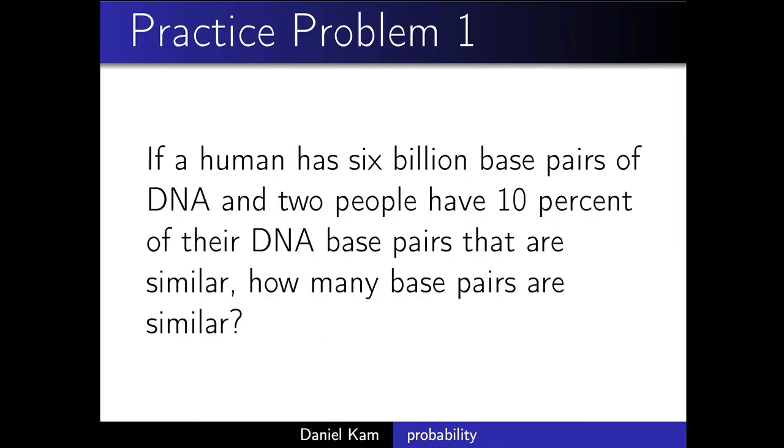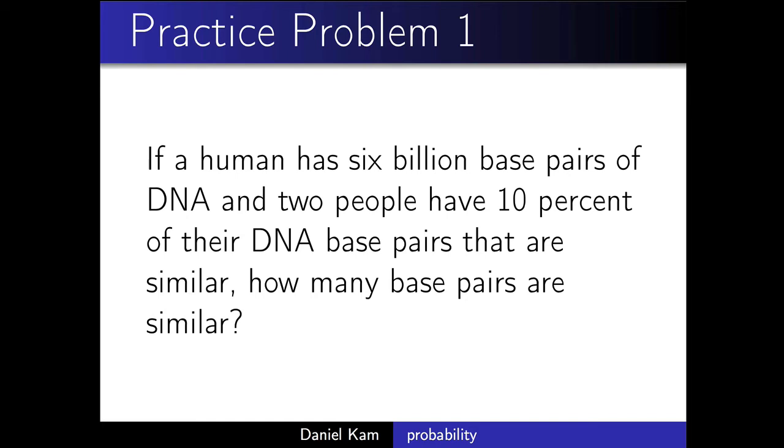So we're going to do a few math problems today having to do with a living environment context, but we're going to be doing particularly algebra proportion problems. So here's the first problem. It says if a human has 6 billion base pairs of DNA, that means they have 6 billion base pairs, and 2 people have 10% of their DNA base pairs that are similar, how many base pairs are similar?